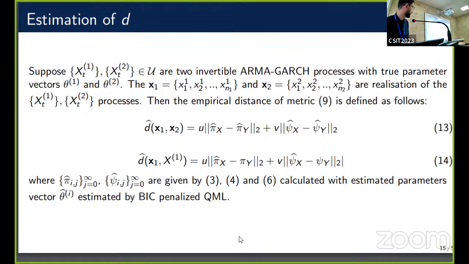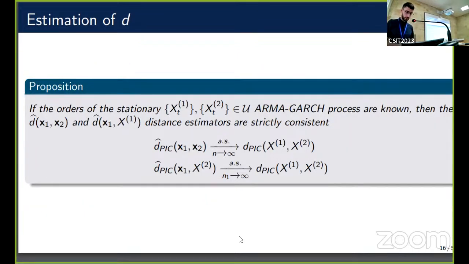Having these results, we define the empirical distance between the X1 and X2 time series samples, where p hat and c hat are calculated with the recursive equations on the estimated parameters. And we define the empirical distance between a time series and the true process, if we know the P and C of the true process. Since these distances are continuous functions of the parameter vectors, we can prove that, if the orders are known, then the estimated distance is strongly consistent.